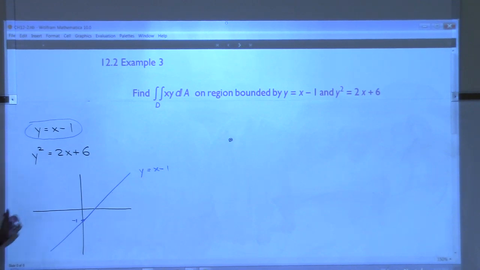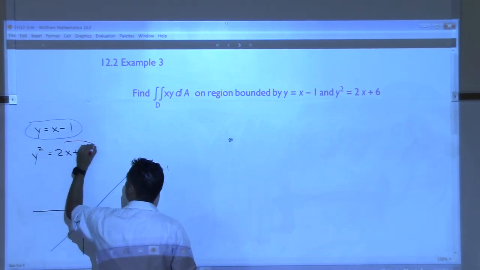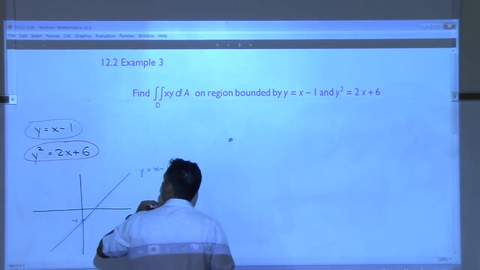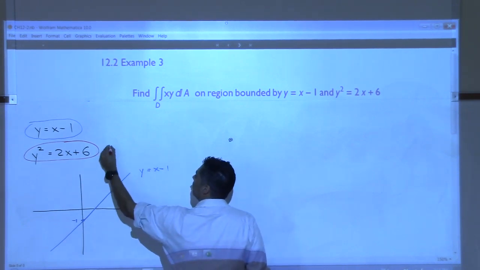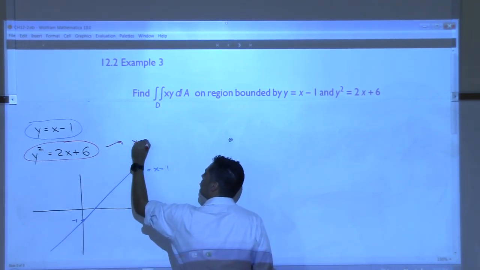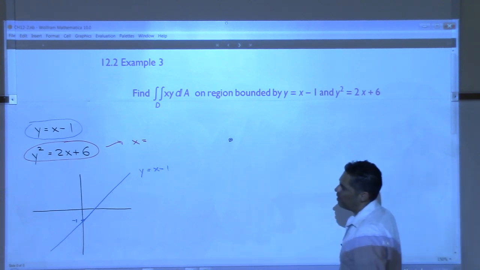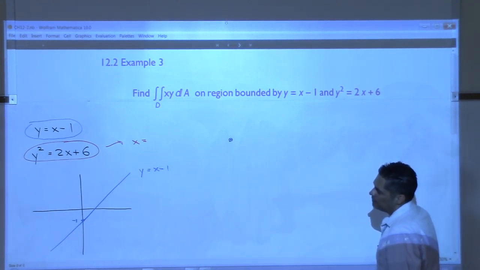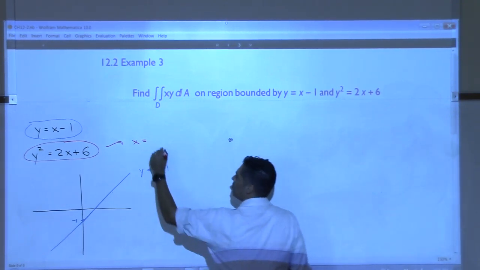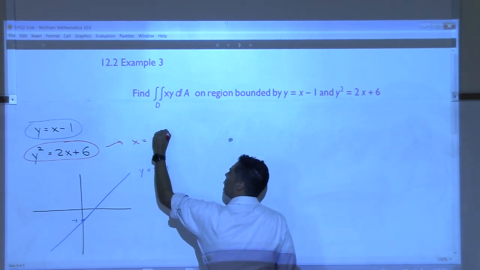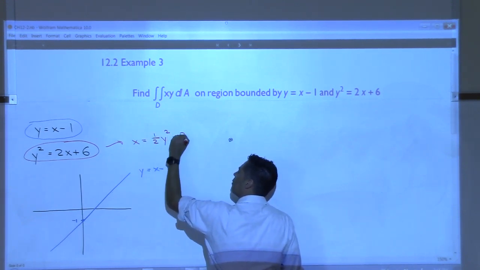You want to try and isolate x here? Okay, so let's make this the red one here. So if we isolate x, solve for x, you would get x equals, so go ahead and let's just do that algebraically, maybe in our heads. What do we have? 1/2 y squared minus 3.